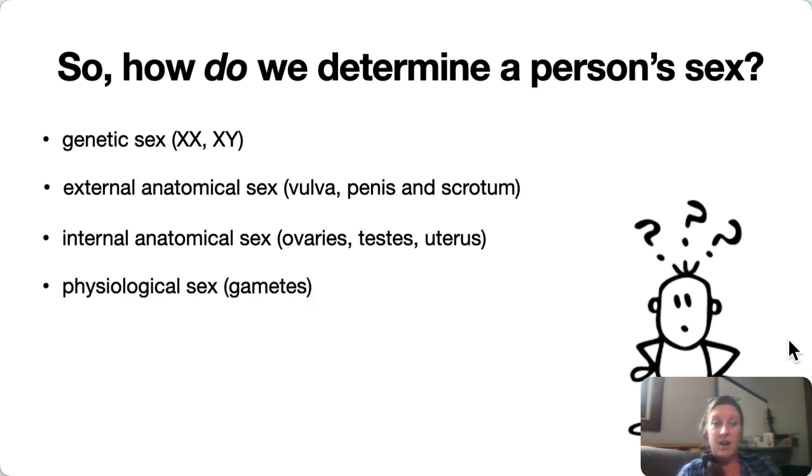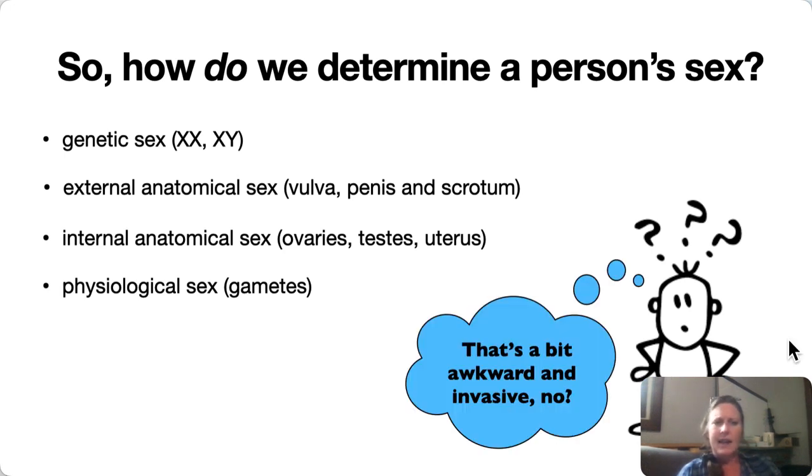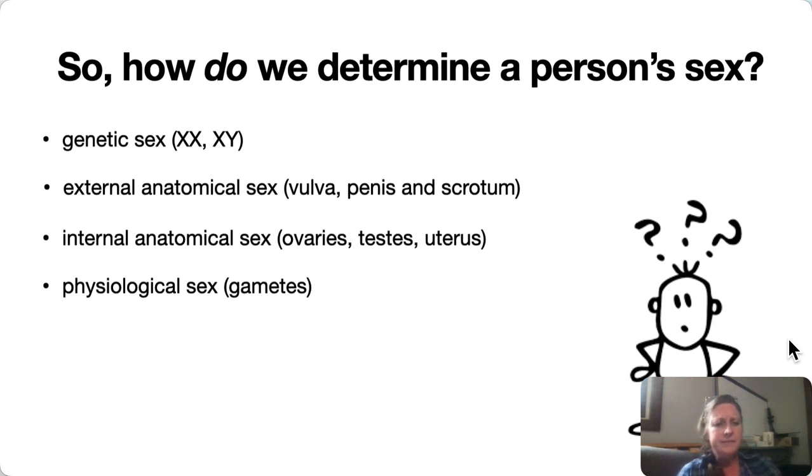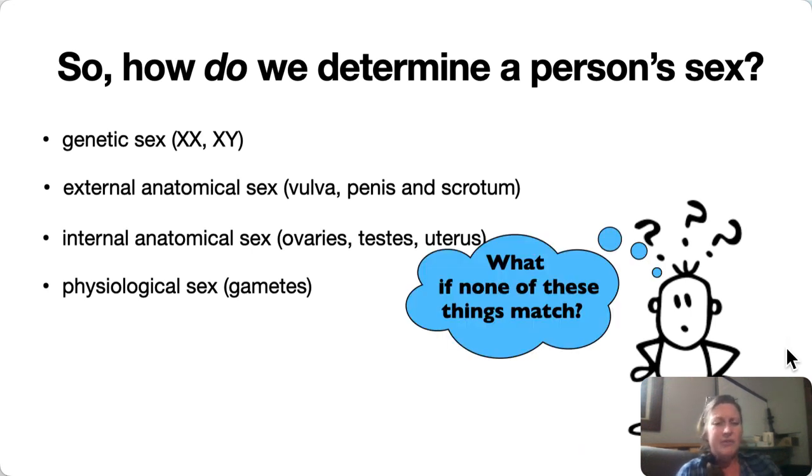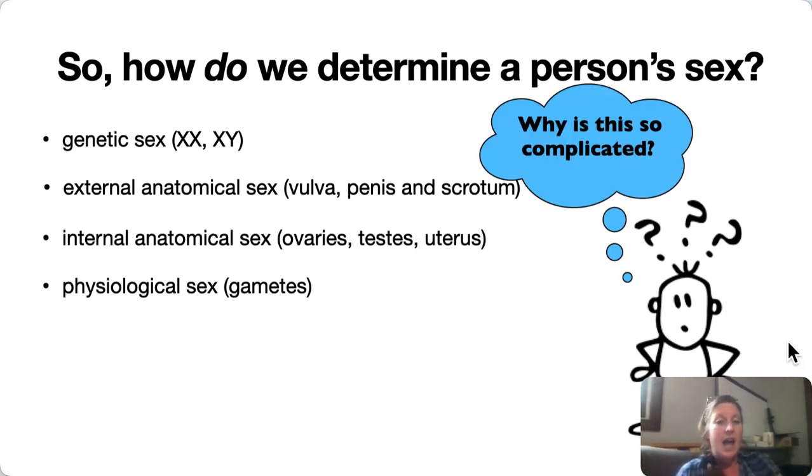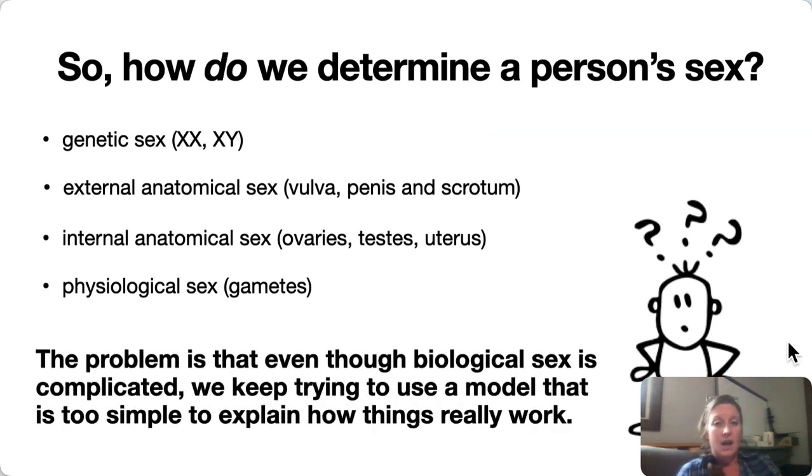Do we look at their gametes? Do they produce sperm or eggs? That's awkward and a bit invasive, especially if you're talking about a baby. And what if none of these things match perfectly? Then what do we do with our binary model? And why is this so complicated? Right?